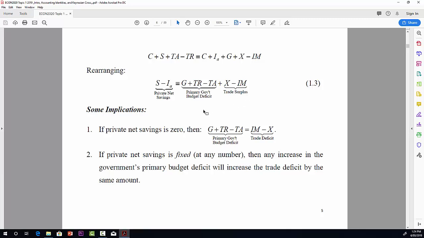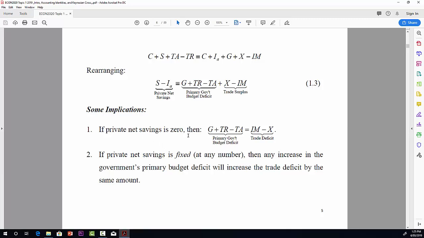Okay, so that's, again, just a reminder. Now we're going to call this equation 1.3. A reminder is that this holds for all economies for all time, whether you are a Keynesian or a classical or a Marxist, no matter what you believe, you have to also believe in this equation. Okay, so what is it telling us? It does tell us a few things.